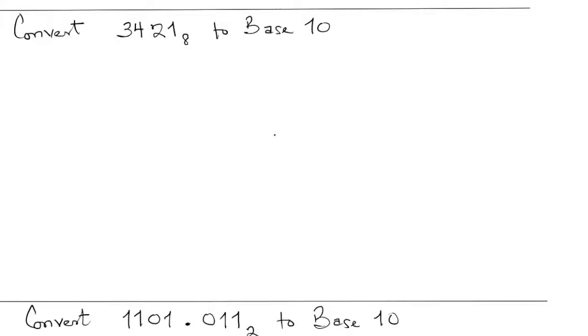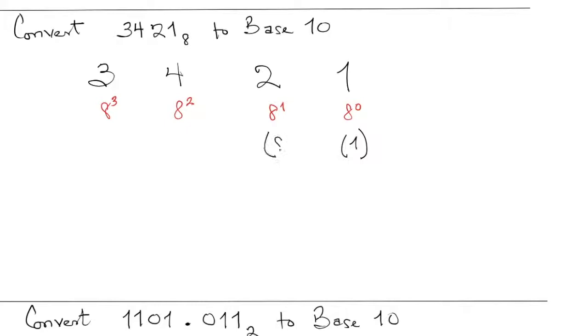Write out your numbers spaced out 3, 4, 2, 1. We're converting from base 8, so we have 8 raised to the power 0, 8 raised to the power 1, 8 raised to the power 2, and this. Now we write out the values of this expression. Like I said, it's always 1 at the right side. And this is 8, this is 64. And 8 cubed is 512.